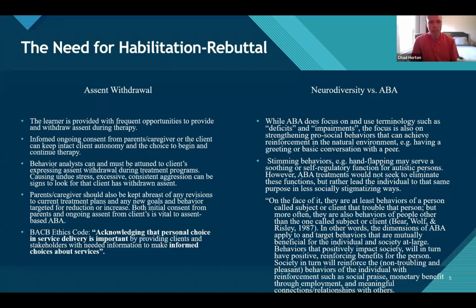Hello. We will now be discussing the rebuttal for the position of the need for habilitation. And I'd like to start by discussing assent withdrawal. So assent withdrawal, I think, is an important concept.